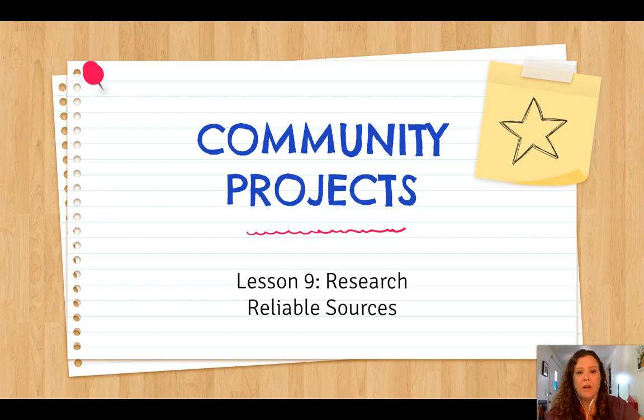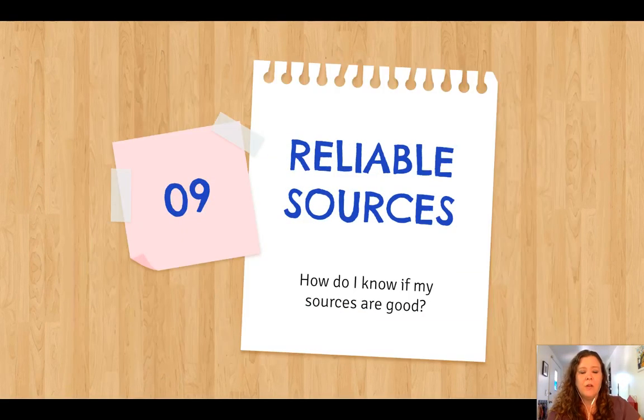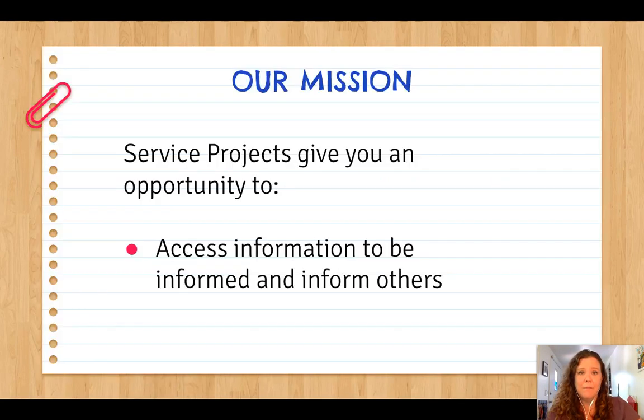And today we're going to talk about reliable sources in our research. So, how do I know if my sources are any good? How do I know if I can trust them?